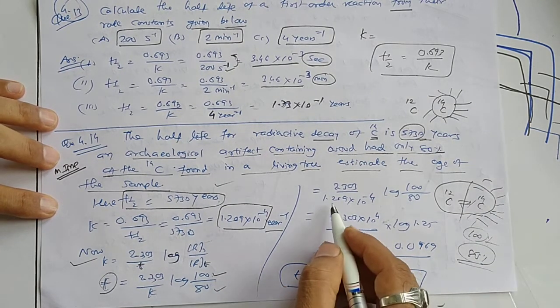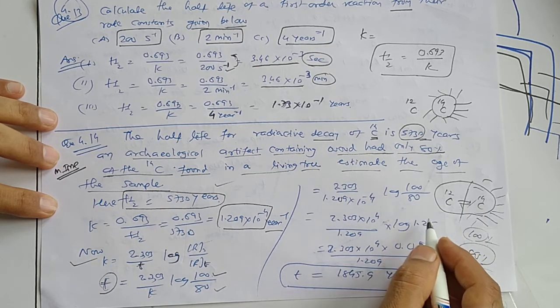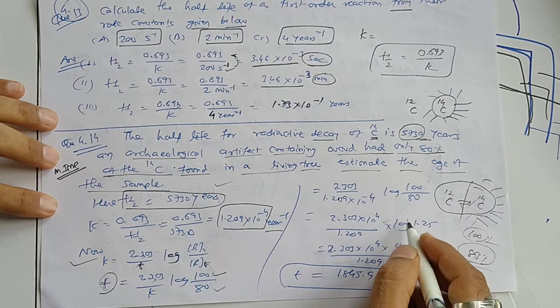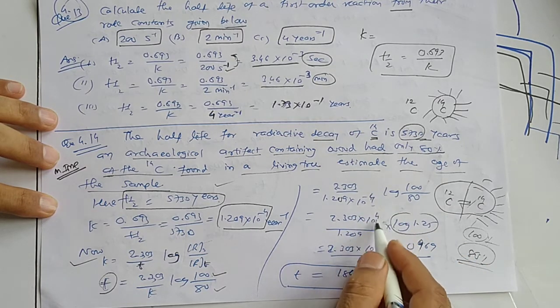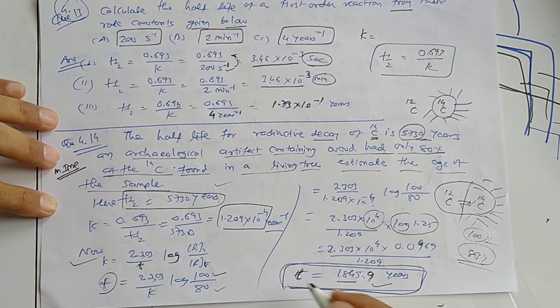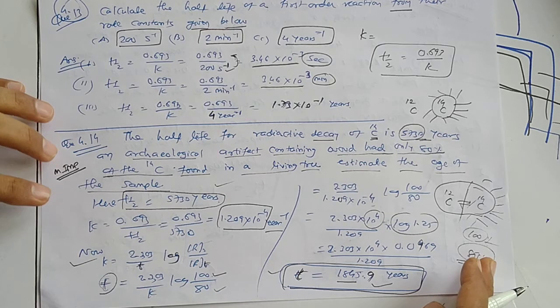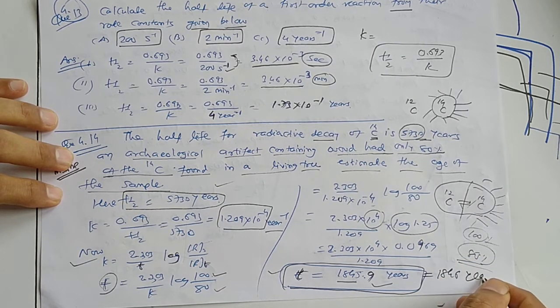So k is derived as 1.209 × 10^-4, log 100 upon 80, which is 1.25. The logarithm value is 0.0969. So the minus 4 comes over as a plus. So 1854.9 years before, the tree was cut. So the age of our wood is 1845.9, roughly 1846 years.